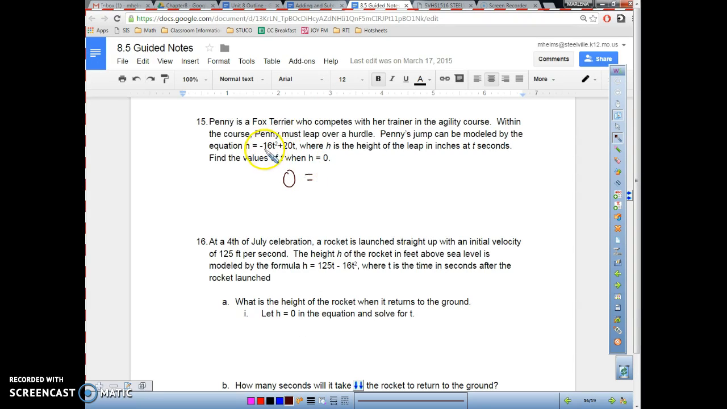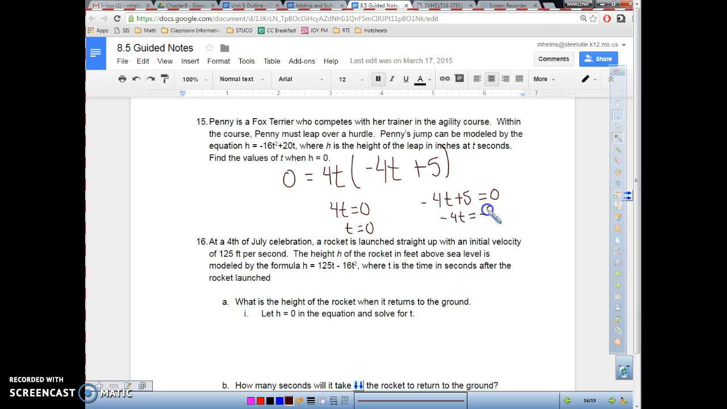And so we have to look at this and we have to say negative 16t squared plus 20t. Well, what's in common with them? A 4. So we can pull out a 4, and we can also pull out a t. So what's in common is a 4t. So what times 4t is negative 16t squared, and that's negative 4t. And what times 4t is the positive 20t, and that would be positive 5. Then you set both of these equal to 0. So when we divide by 4, we get t is 0. And when we subtract 5, and then divide by negative 4, we get t is equal to 5 over 4.